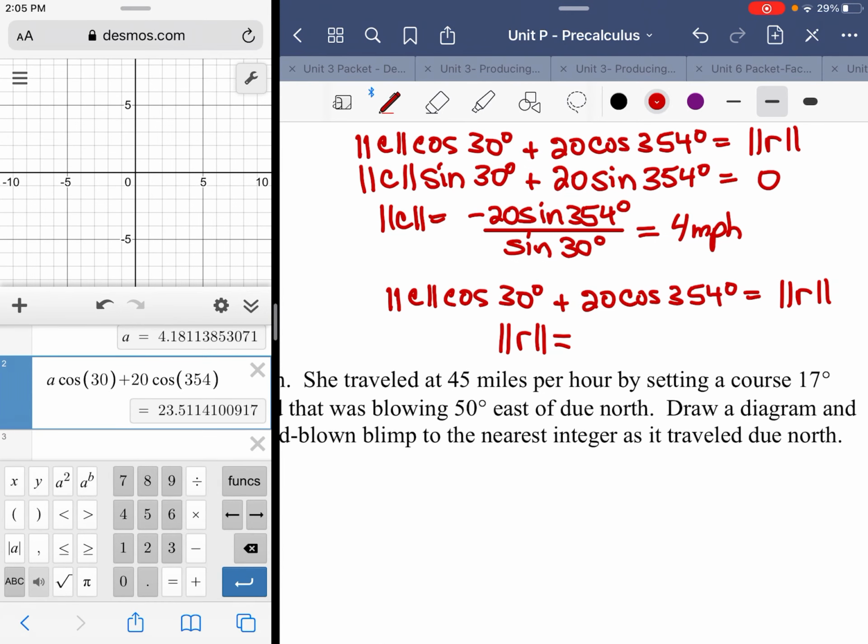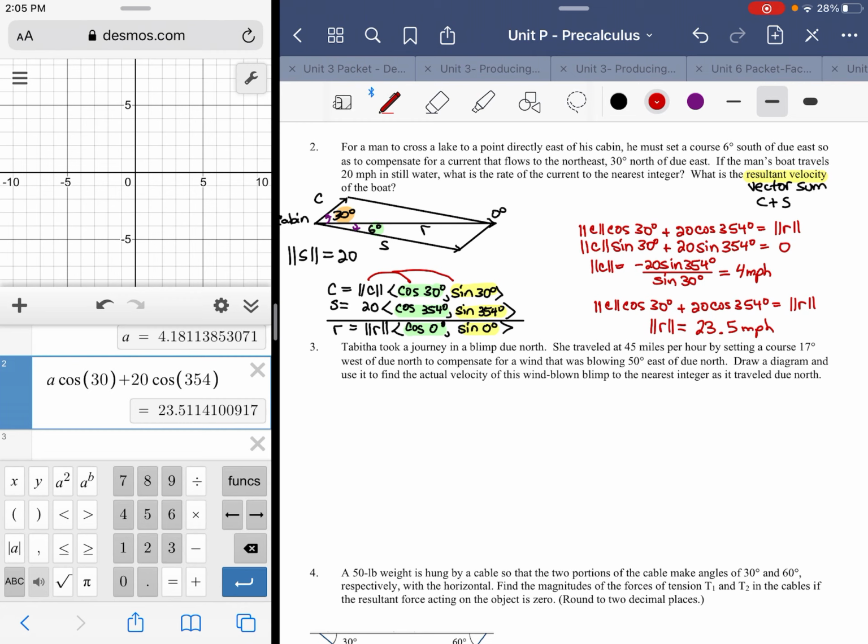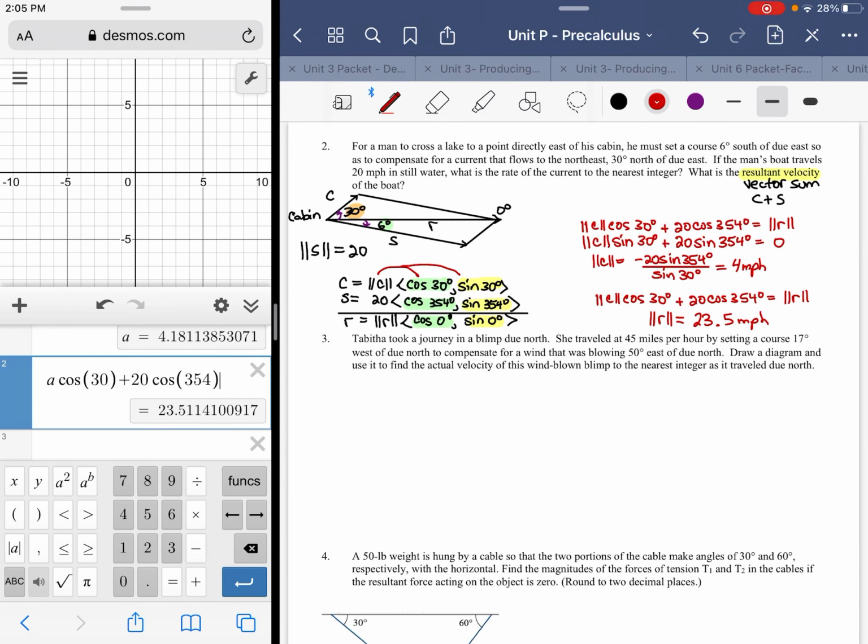I'm just making sure I typed in everything correctly. I think so. The first one was to the nearest integer. The other one it didn't say, so I'll just go to the nearest tenth: 23.5 miles per hour.